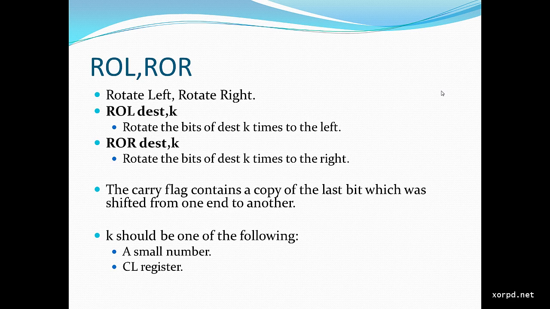ROL and ROR. Those two instructions allow us to rotate left or rotate right. For example, rotate left dest, k. This instruction rotates the bits of dest k times to the left. The other instruction, rotate right dest, k, rotates the bits of dest k times to the right.